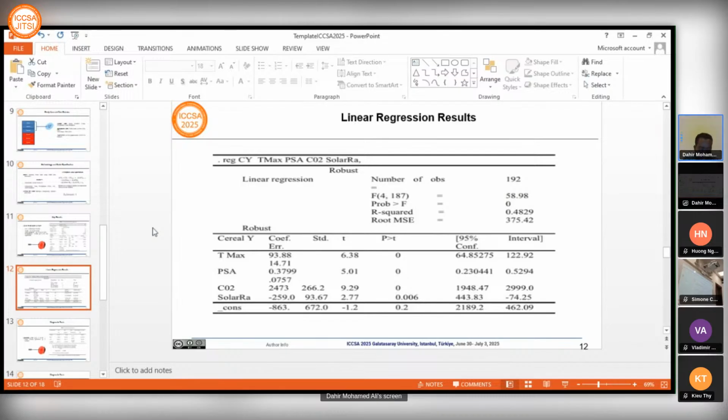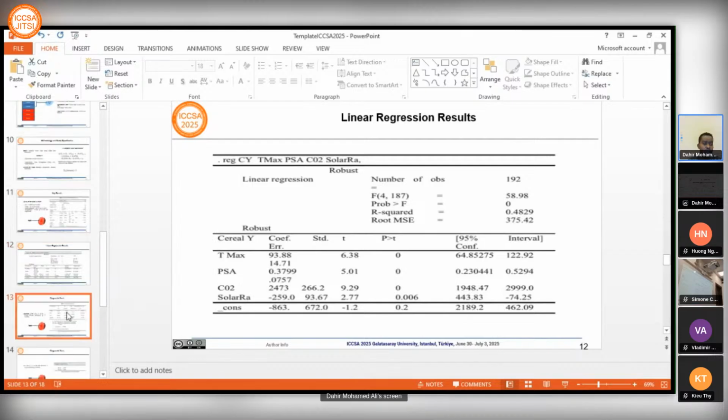On the other hand, when we consider carbon dioxide, it shows a strong effect with a coefficient of around 0.2, revealing a potential fertilization effect due to the higher atmospheric carbon dioxide. Conversely, solar radiation has a significant effect on cereal output, approximately negative 0.2.